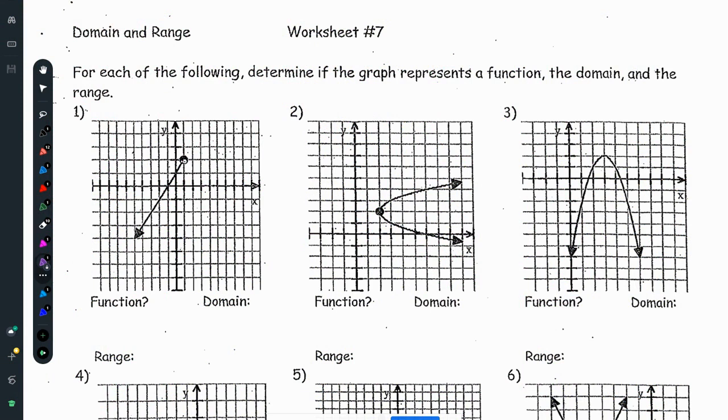Going to talk about domain, range, and whether a graph represents a function. When we do domain and range in this video, we're going to be working with what's called interval notation.